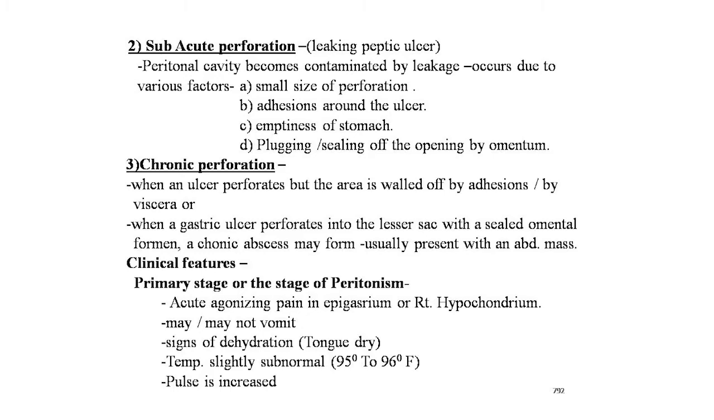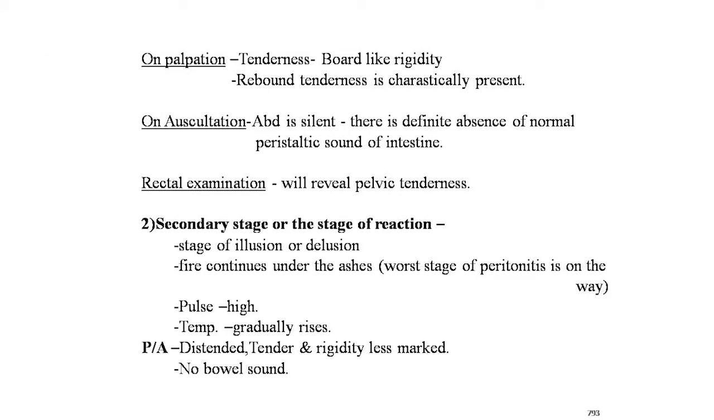Clinical features: in the primary stage, or stage of peritonism, there is acute agonizing pain in the epigastrium or right hypochondrium, with or without vomiting. Signs of dehydration: the tongue is dry, skin is lax, and temperature is slightly subnormal, that is 95 to 96 degrees Fahrenheit. Pulse is increased, there is tachycardia. On palpation, tenderness, board-like rigidity and rebound tenderness are characteristically present. On auscultation, the abdomen is silent, with definite absence of normal peristaltic sounds of the intestine. Rectal examination will reveal pelvic tenderness.